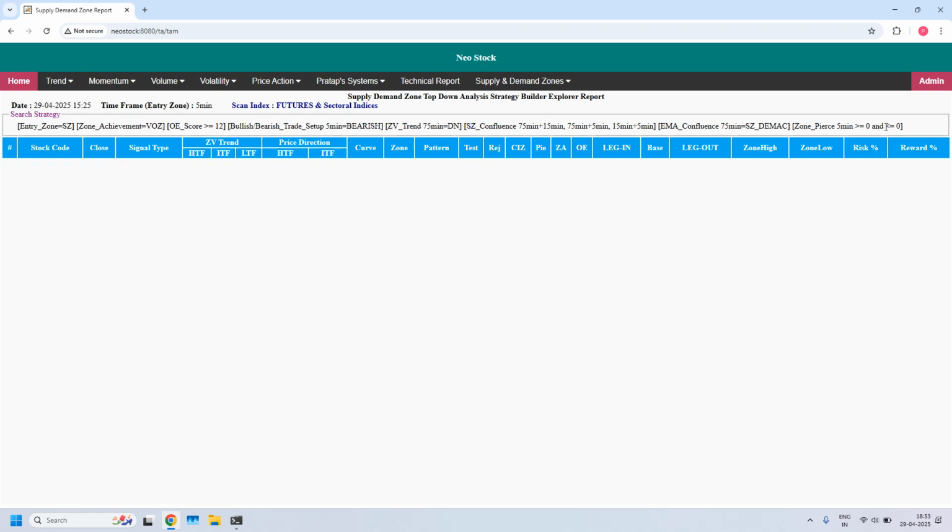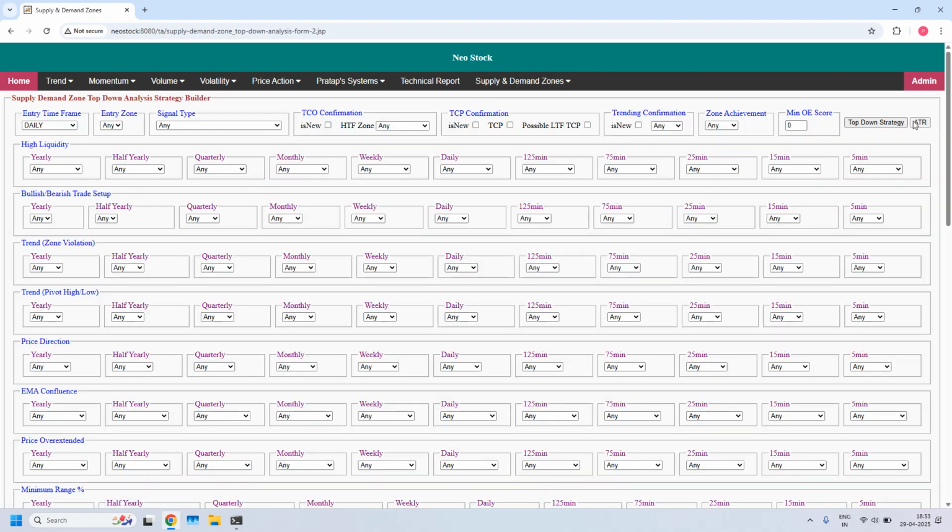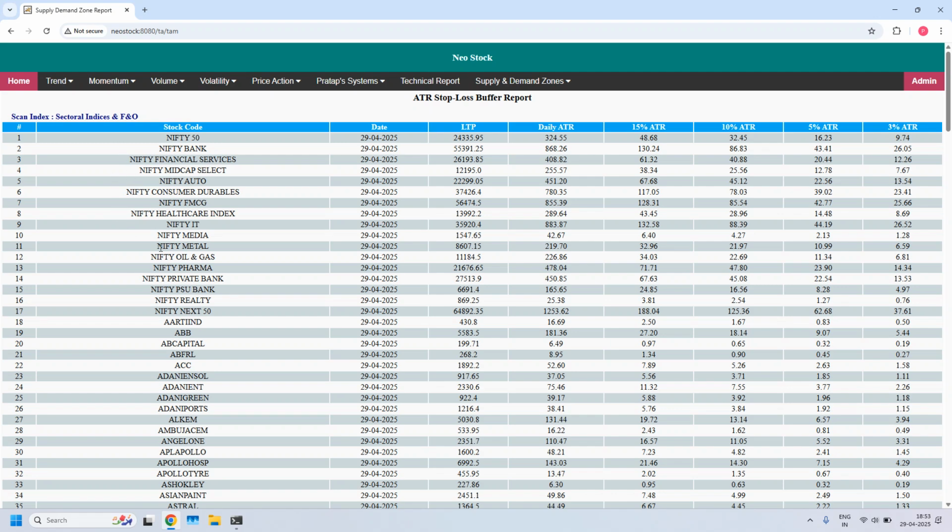hourly income trade. And in the final report, let us generate stop buffers based on daily ATR. First 17 in this list are indices, remaining all are equity stocks. So I'm scrolling the list down. Whichever the stock you want to refer, pause the video. After that you can proceed further. Okay, I'm scrolling the list down.